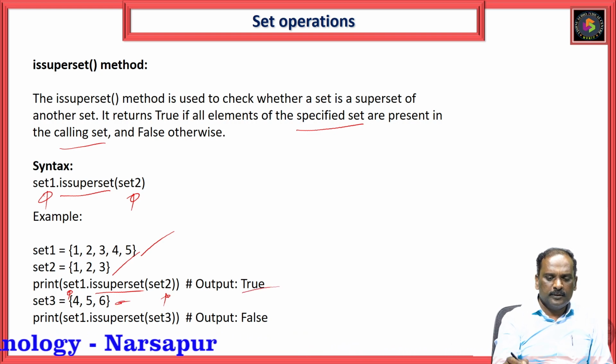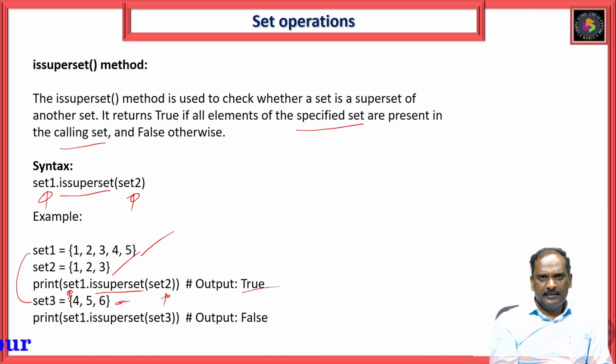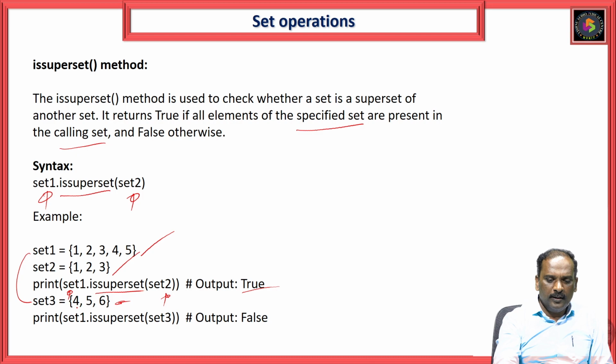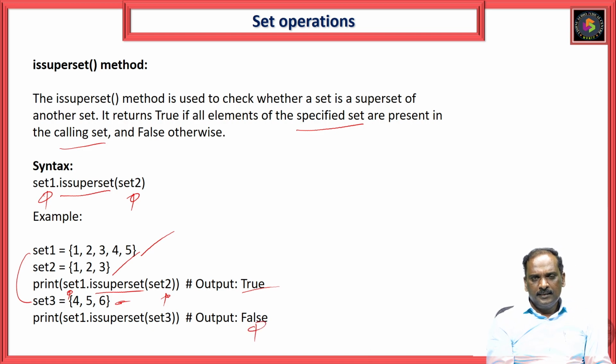Now I am taking one more set 3. Now apply on set 1 and set 3. Are all the elements of set 3 part of set 1? No, because 6 is not part of set 1. So in that case, the output returned is false. So in this first example, set 1 is the superset. In this second example, set 1 is not the superset of set 3. Now this we shall see in the interpreter.